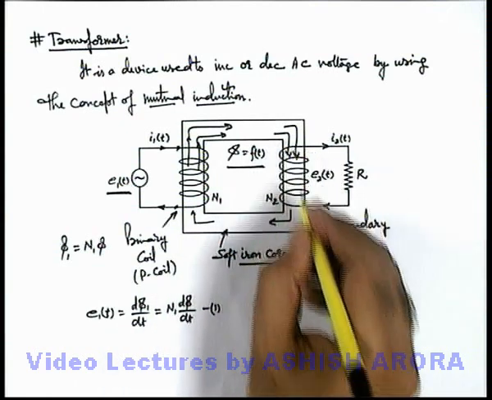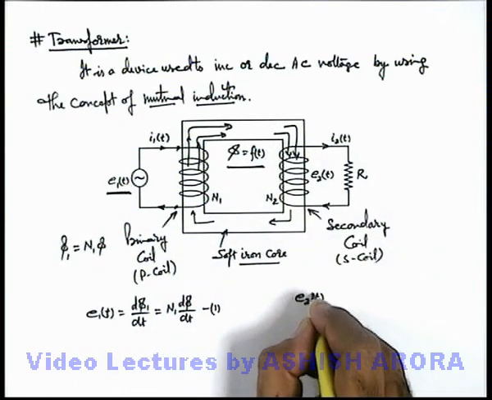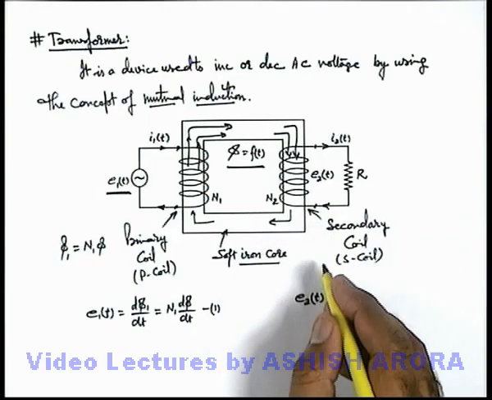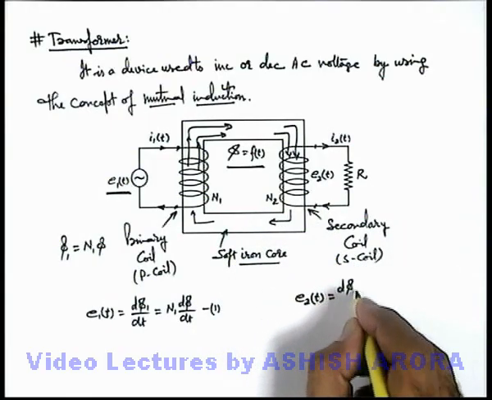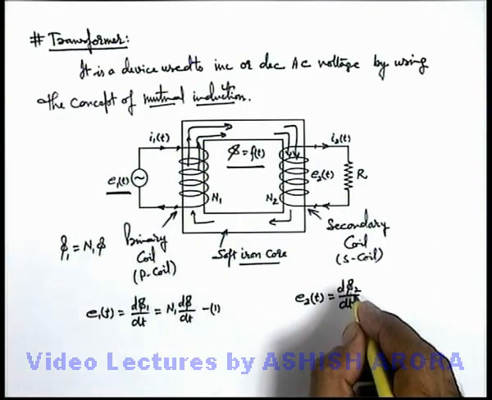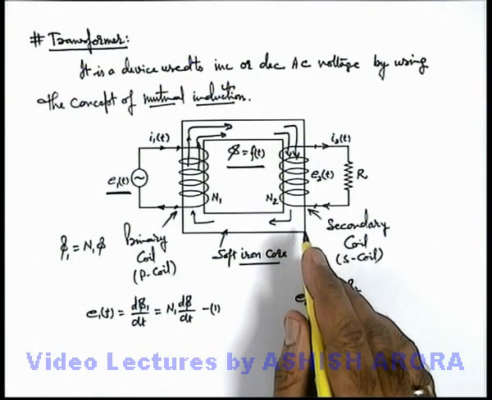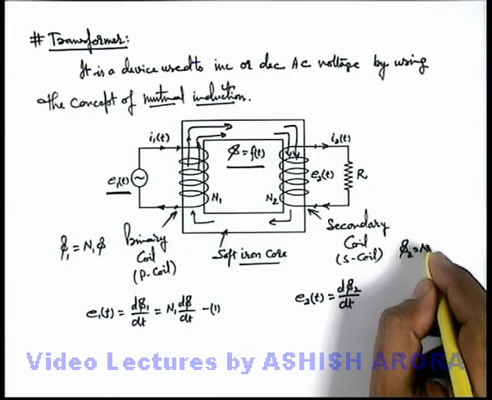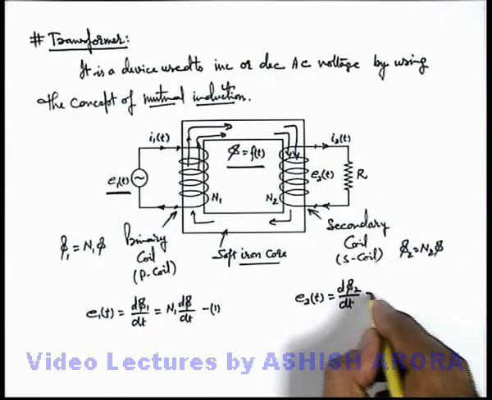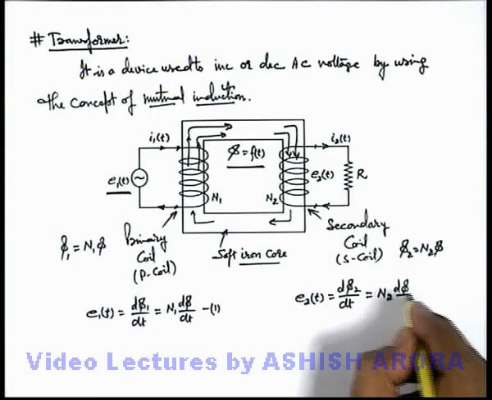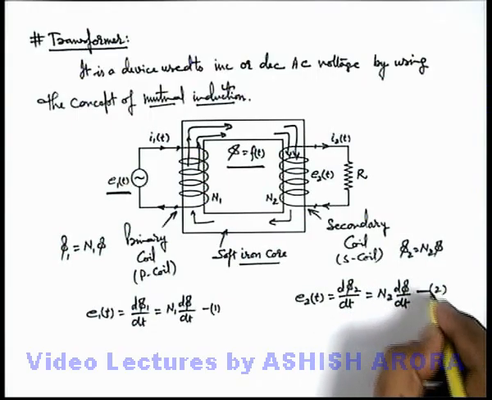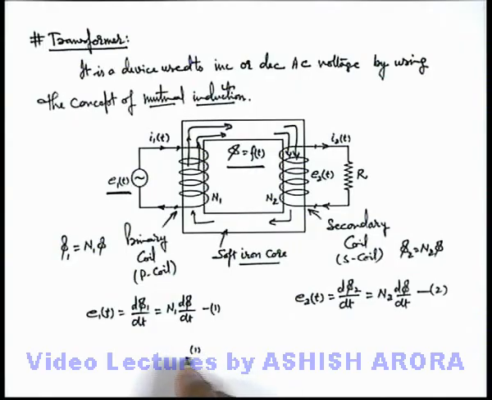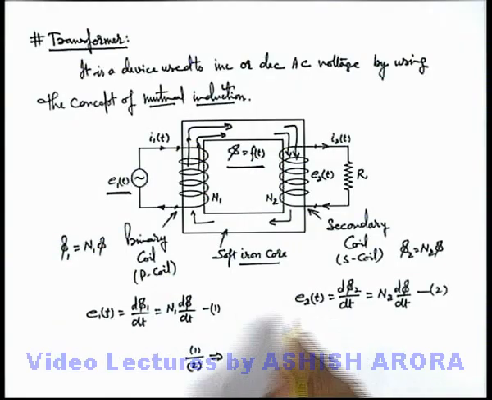Similarly, here we can write E2(t), which is the EMF across the secondary coil or S coil of the transformer. We can write as d phi 2 by dt, where phi 2 is the flux linked with the secondary coil, and here phi 2 we can write as N2 phi. So it can be written as N2 d phi by dt, and say this is our equation 2. And here you can see if we divide equation 1 by 2, see what it will result. This will give us E1 by E2 is equal to N1 by N2, as d phi by dt is the common term in the two.